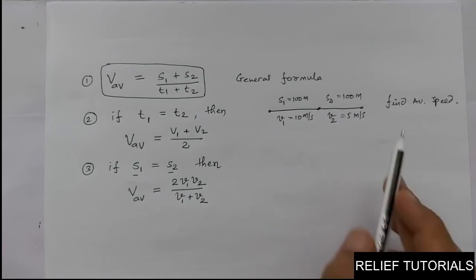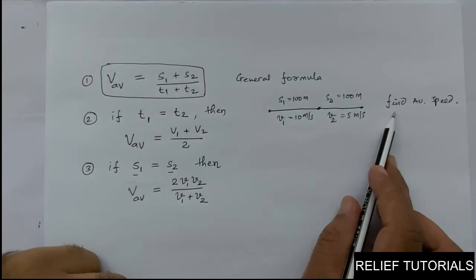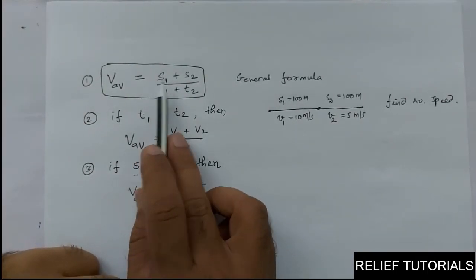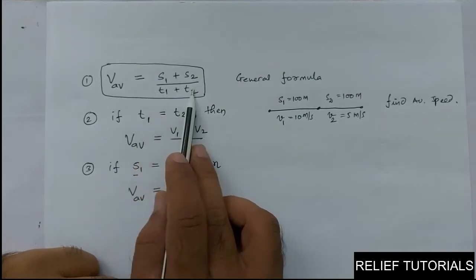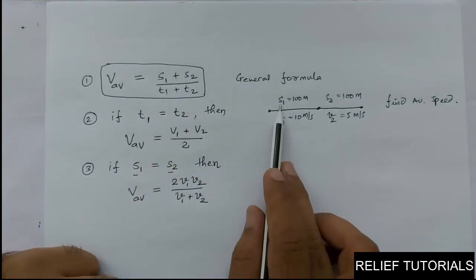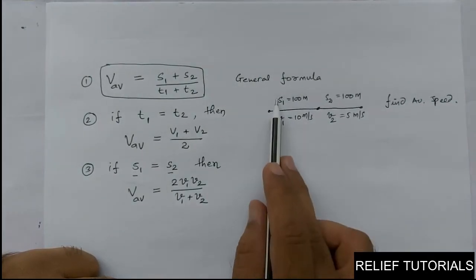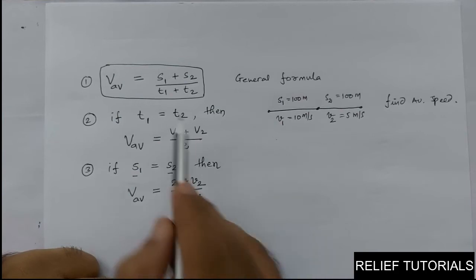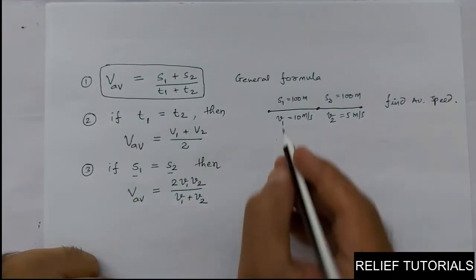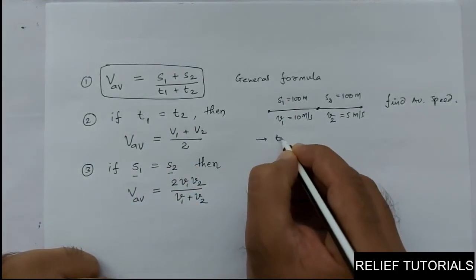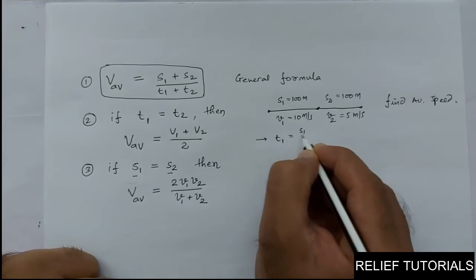We have to find the average speed, and to find the average speed we can use this formula: S1 plus S2 upon T1 plus T2. Okay, S1 is given, S2 is given, V1 is given, V2 is given. What is missing in the first part? T1 is missing because we need T1. So how can we find T1? We had a formula that T1 is equals to S1 by V1.